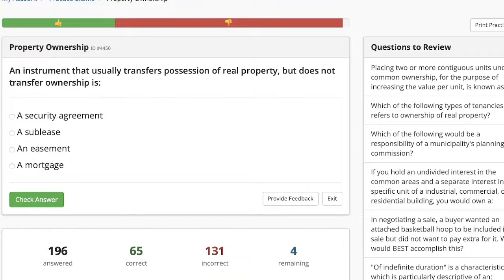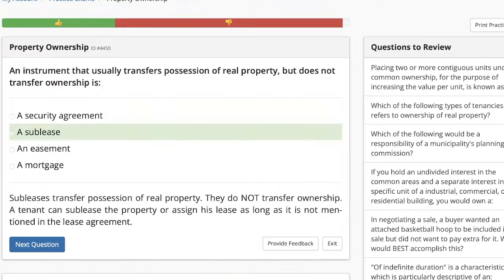How about we look at the question on the board? An instrument that usually transfers possession of real property, but not ownership, is A, a security agreement, B, a sublease, C, an easement, or D, a mortgage. What do you guys think? And the answer is B, a sublease. Excellent.